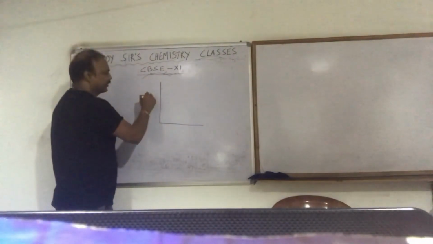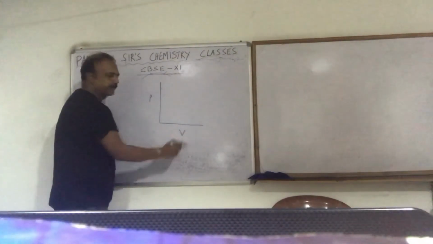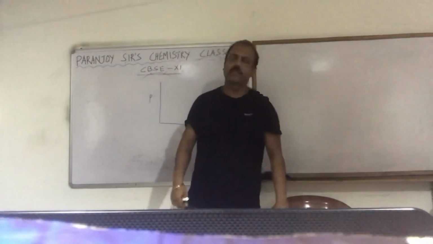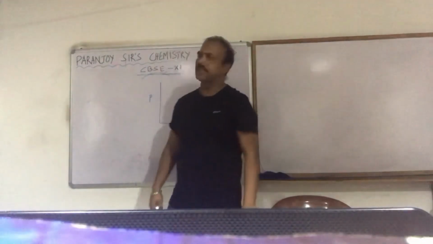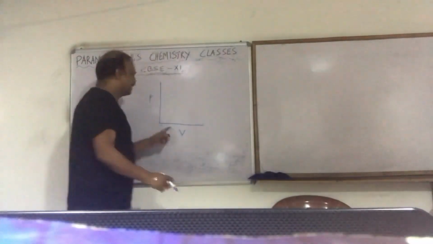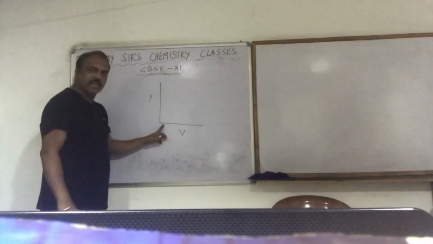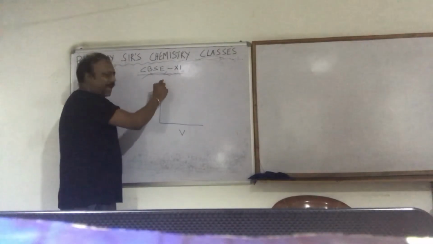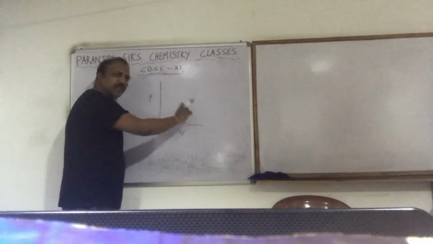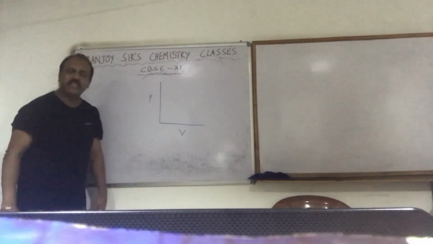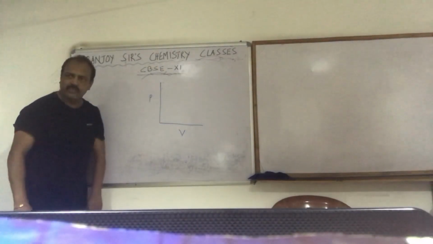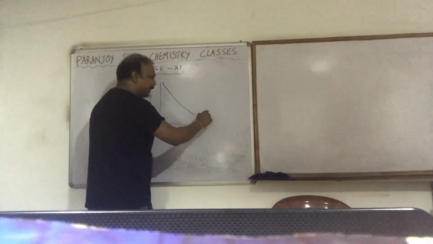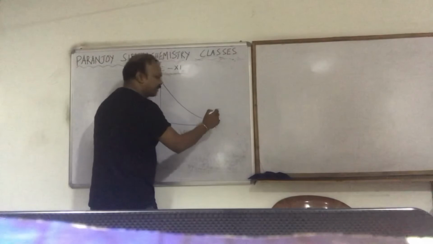First, the relationship between P and V. You tell me what happens if we increase P. What happens to V? Decreases. V increases, P decreases. So when volume is less, pressure is very high. As the volume increases, the pressure decreases. But this decrease is not uniform. So it decreases like this, and after a certain time, obviously it will become constant.